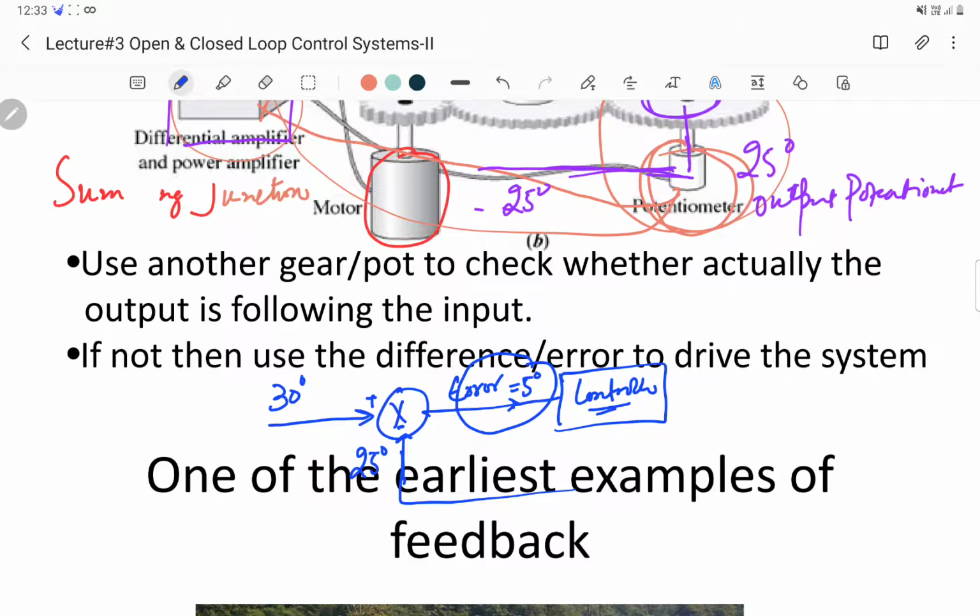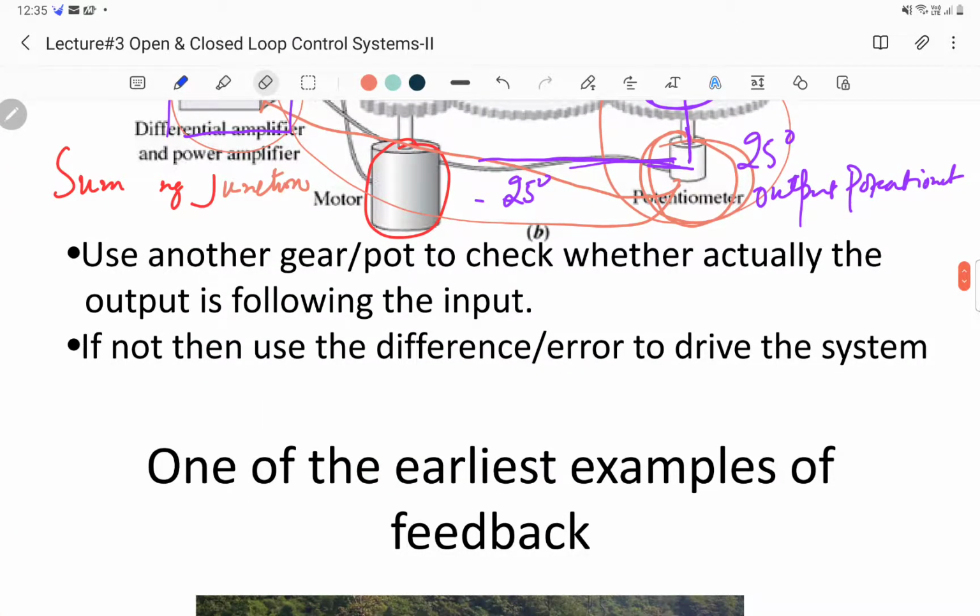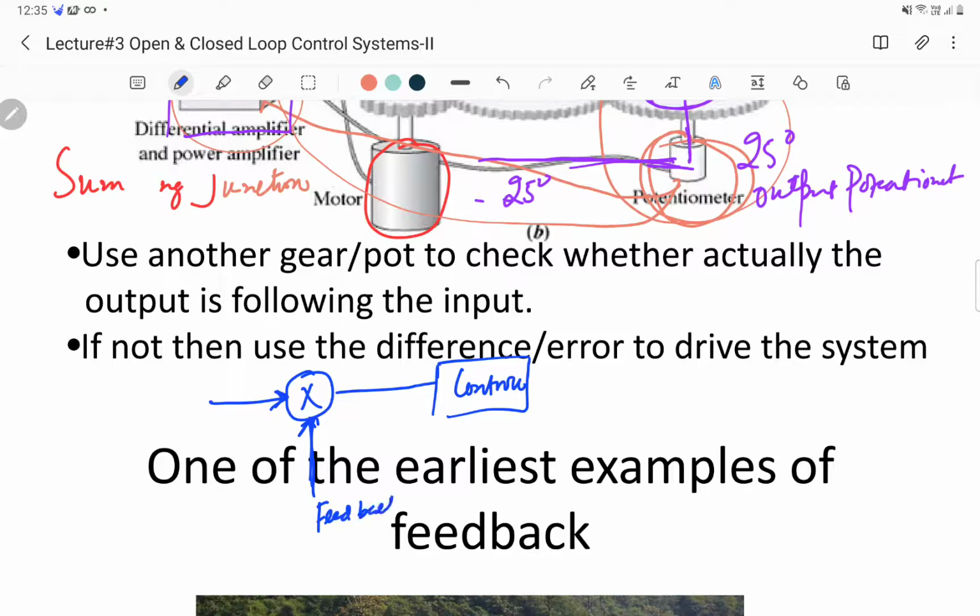Now in the second case, let us understand it by this block diagram. So all I mean is that we have an input signal, a summing junction, and then we have a controller. This signal here comes from the feedback path, and this signal comes from the input transducer.